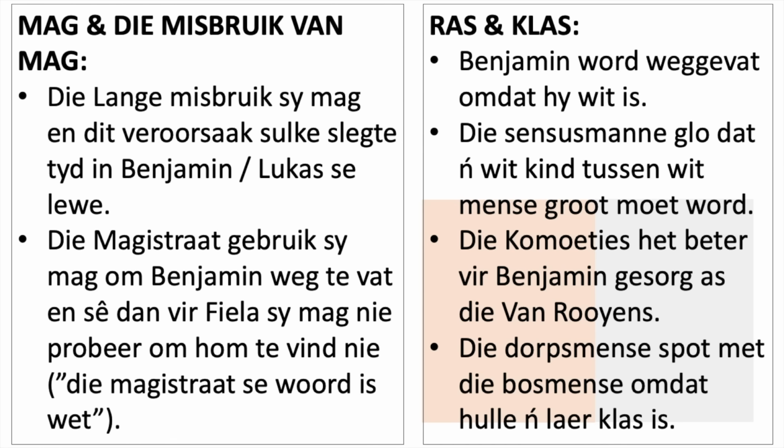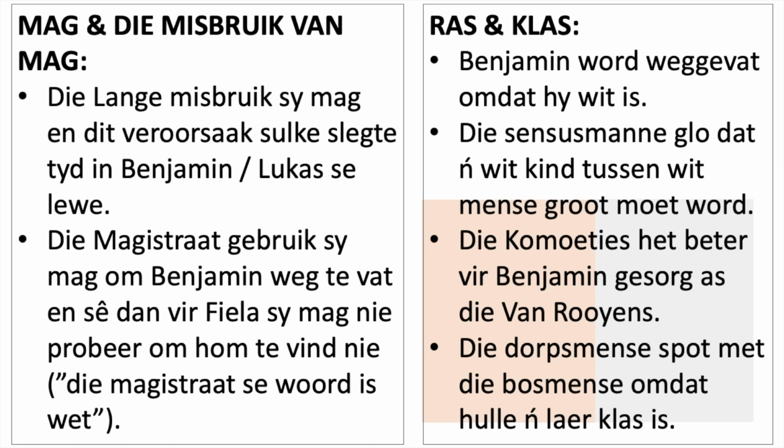Die census manne glo dat 'n wit kind tussen wit mense moet groot word. So the census guys believe that a white child should be raised in a white community by white people. Although the Community family gave Benjamin a really good life. Die communities het beter vir Benjamin gesorg as die van der Weyden. So the communities could take care of Benjamin a lot better than the van der Weyden ever could. Yet they still thought it was better to put him with white people who were super poor, had an abusive dad, wasn't able to take care of another child. They still thought it was important to put this child in care of a white person, regardless of the circumstances, regardless of the fact that the family of color did so much better than this poor white family.